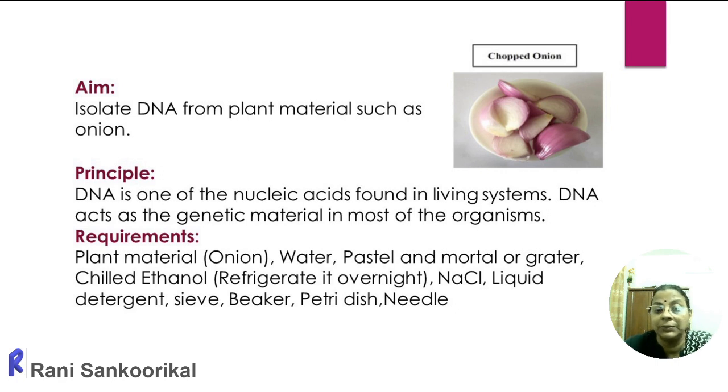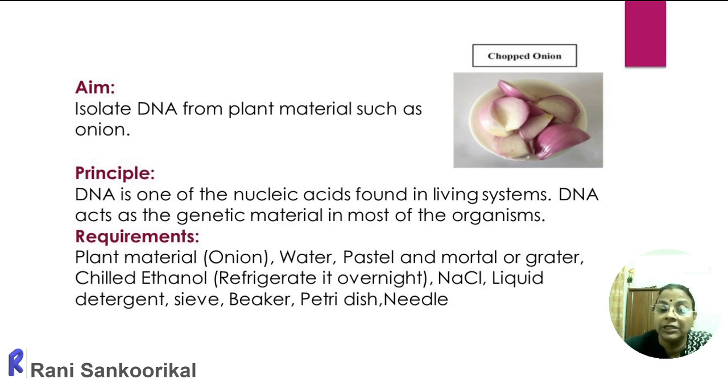Breaking of the cell membrane and cell wall. So the lysis can be done by two methods. The first method is mechanical. Mechanical lysis in the lab is done with a mortar and pestle. You can cut the onion into small pieces or small bits, and then crush it with the help of the mortar and pestle.